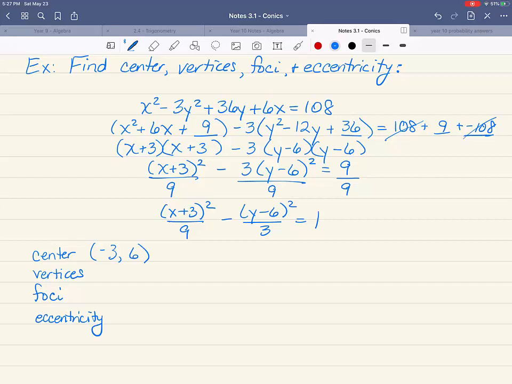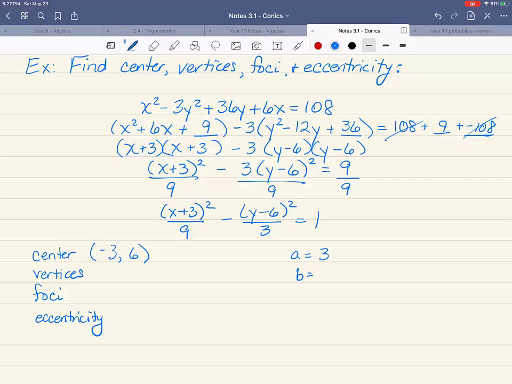In order to find the vertices, I need to find a, b, and c. I really don't need c for the vertices. I need it for the foci. What is a and why? A is 3 because it is the square root of, not the bigger denominator, the first denominator.